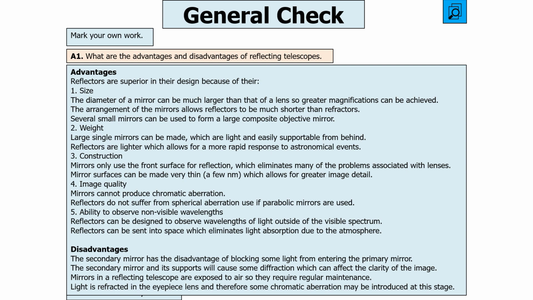Now, the disadvantages of a reflector are that the secondary mirror will block out some of the light from entering the primary mirror, so you'll lose some of the information from your source. The secondary mirror and its support will also cause some diffraction as the waves pass along the secondary mirror, which will affect the clarity of the image. The mirrors in reflecting telescopes are also exposed to the air, so will require regular maintenance, and that'll cost more money. And then finally, light is refracted in the eyepiece lens, so you will get some chromatic aberration at the stage of refracting it into an image to be observed by a human.